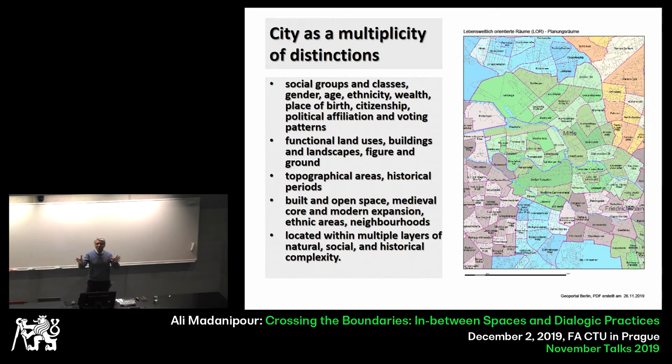There are elections, there are people who do cartography of elections, who voted for whom in which part of the city or the country. So that's one way of distinguishing and creating boundaries between places and identifying distinctions. And all sorts of others, you know, contour maps, maps of function, maps of land use. So a city is many layers of distinctions.